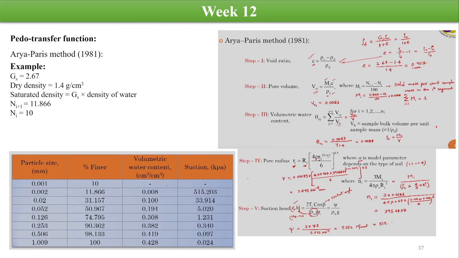So let's calculate this small r. Small r is equal to capital R, multiplied by 4 times Cni to the power 1 minus alpha upon 6, to the whole power 0.5. So let's calculate how much this is.